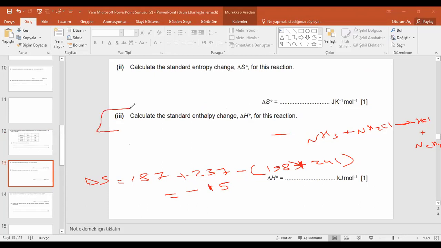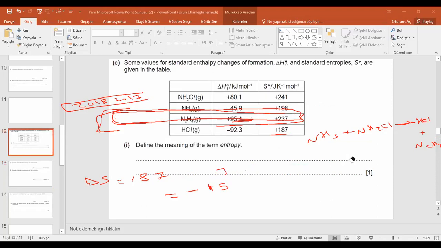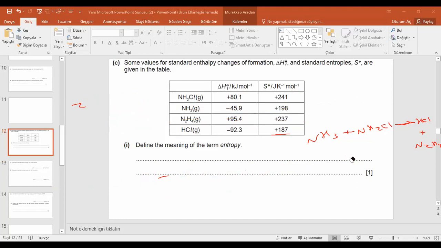This paper is from, I think, 2018 or 2017, so this topic of calculating delta H is excluded. You don't have to know this, but I will do it anyway. So we need to calculate delta H for this reaction, from delta H of formation.